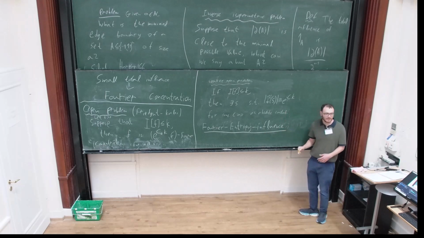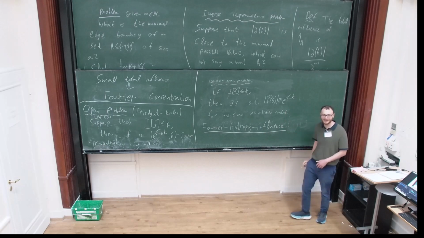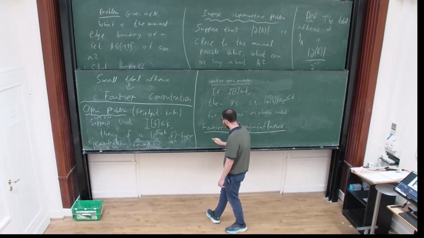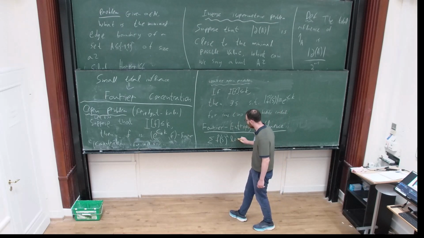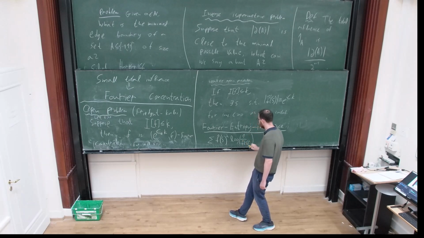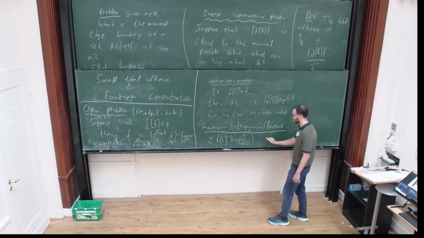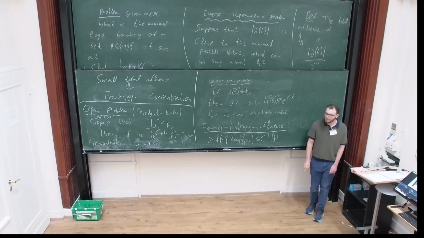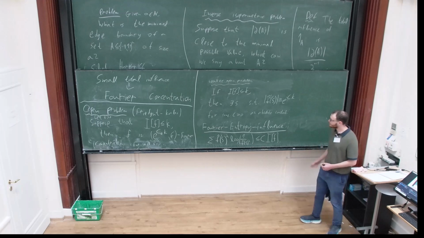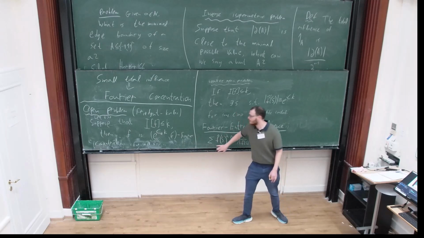So the Fourier-Entropy-Influence conjecture is so elegant that it's going to fit right in here. So it says that if we sum f hat squared times log 1 over f hat squared, this is again for a Boolean function, that this is at most a constant times the total influence. And yeah, this follows from this.